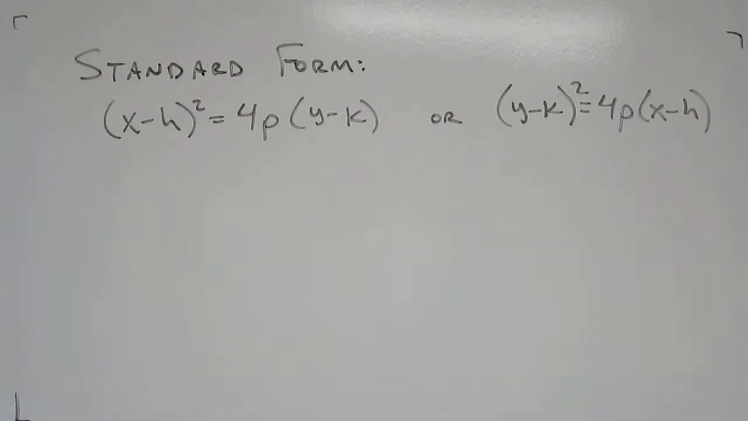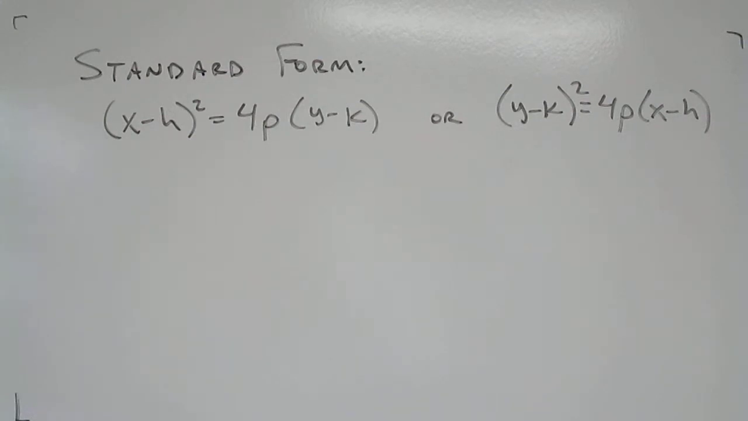We start with what is the standard form for a vertex, and notice there are two different standard forms. One where I say x minus h squared equals 4p times y minus k, and the other where y minus k squared is equal to 4p times x minus h. Now there's a couple things I want you to note here. Notice that h is always with x and k is always with y.